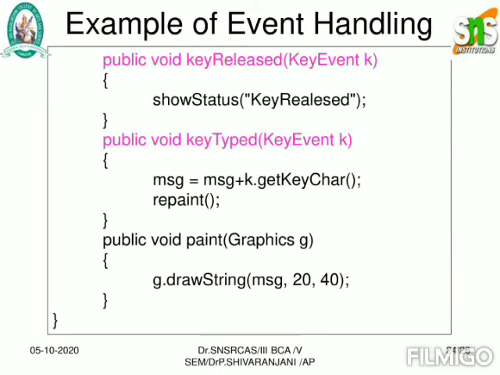Next, I'm displaying the string inputted by the user with the help of the void paint method, by using the method g.drawString. Here I have used the message variable, where the inputted text is stored, along with the position, that is the 20th row and 40th column, where the inputted text will be displayed in the created window.